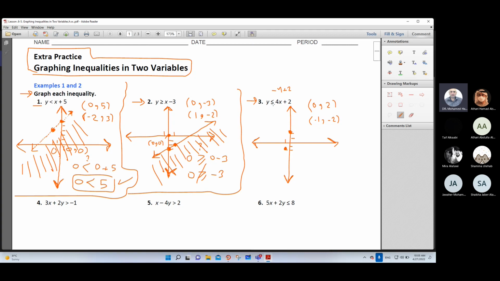And as you see, we have equal in the sign, which means use a solid line.